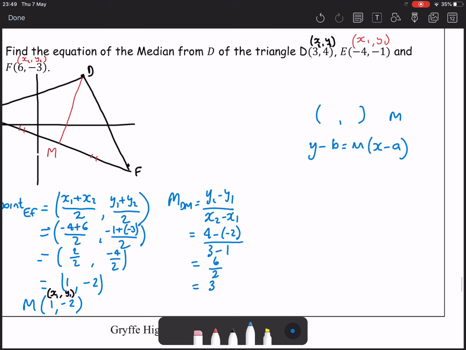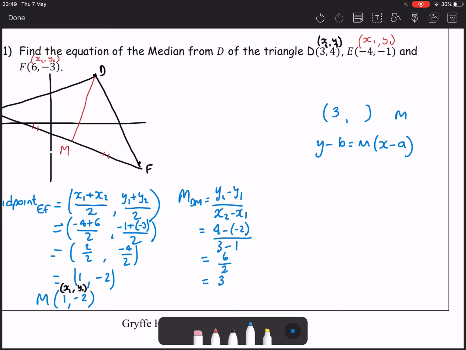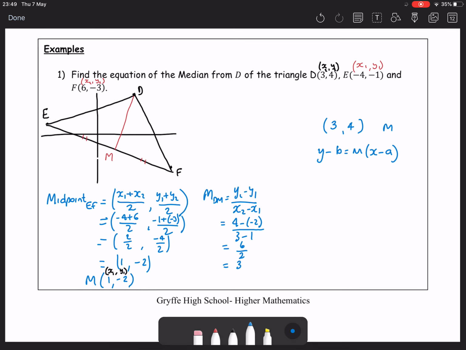So for our point, we have the choice of either D or M. I'll pick the point D in this case, two positive values, slightly easier, but it doesn't particularly matter. Our gradient is 3. And working out our equation, y minus 4 is 3 times x minus 3. y minus 4 is 3x minus 9. If I add 4 to both sides, y is equal to 3x minus 5. That is the equation of my median from the point D.